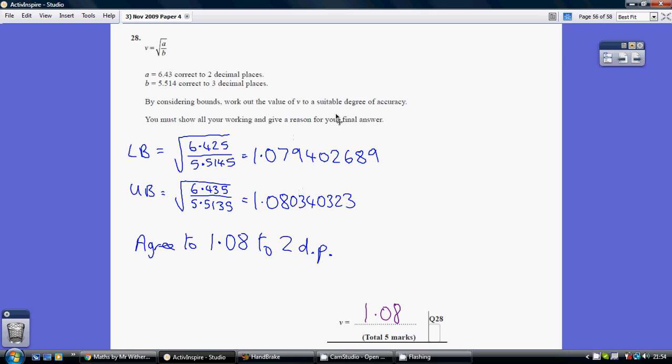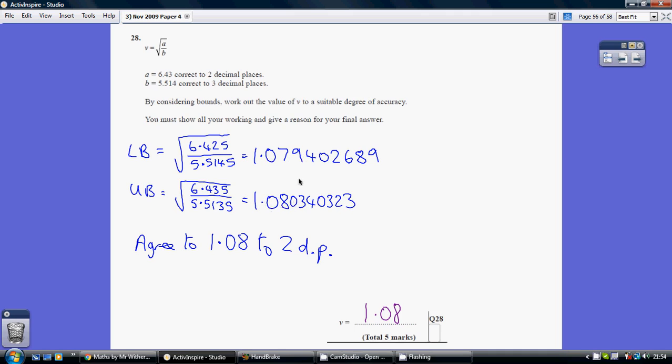Now, we've got to go to a suitable degree of accuracy, so we go to as many decimal points as we can where they round to the same number. So to 1 decimal place, this would be 1.1, this would be 1.1, so that's fine. 2 decimal places, this would be 1.08, this would be 1.08, still fine. 3 decimal places, this would be 1.079, this one will be different, 1.080.